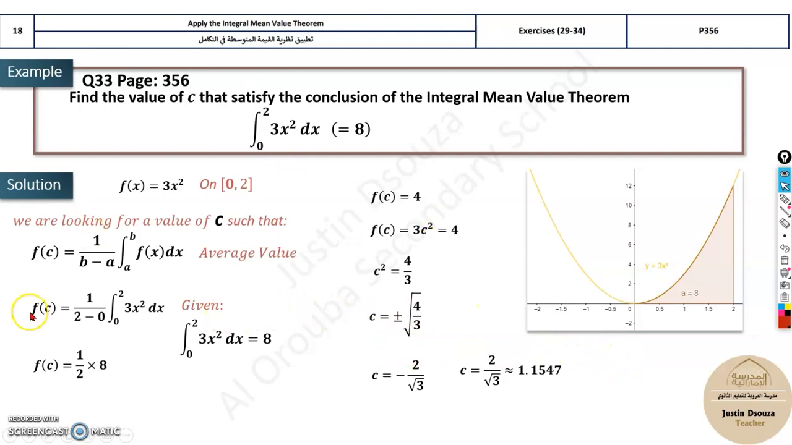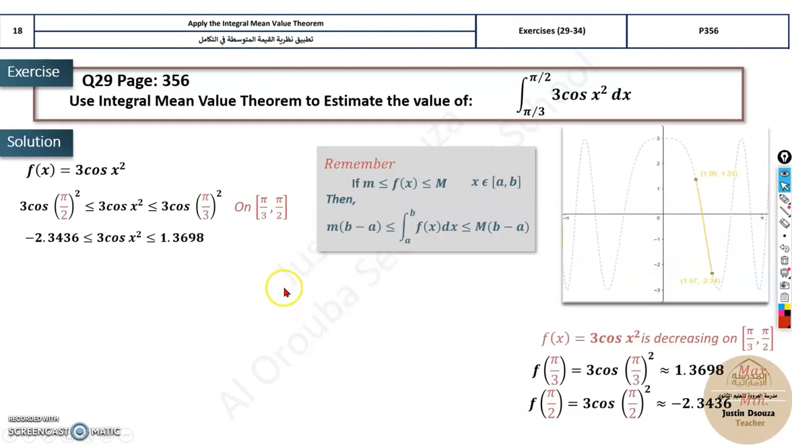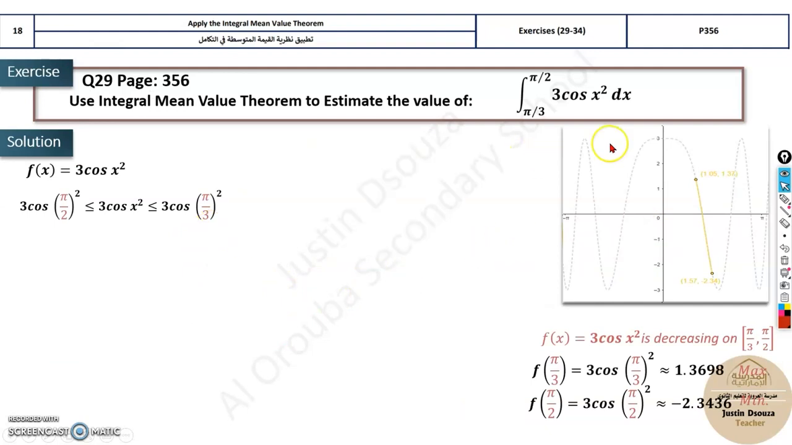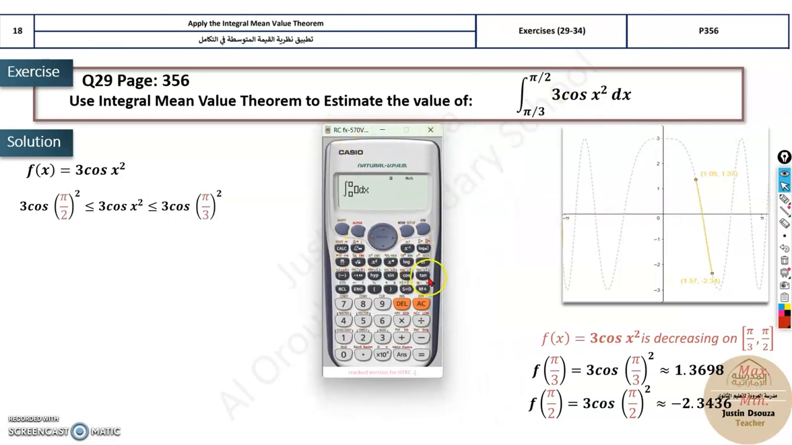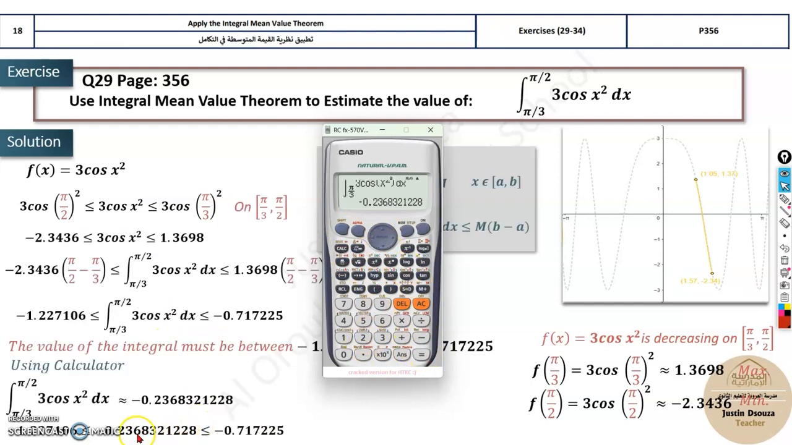So you might get any one, but this might be more likely. Now what about this one? The graph won't be given. This is the function. If you just use your calculator and put this integral, 3 cos alpha x squared, close it, with the lower limit pi by 3 and the upper limit pi by 2, you get the answer: 0 minus 0.236 and so on.